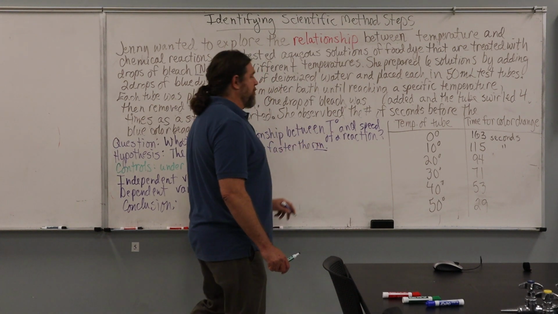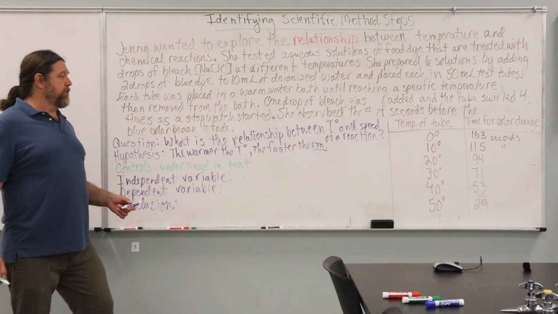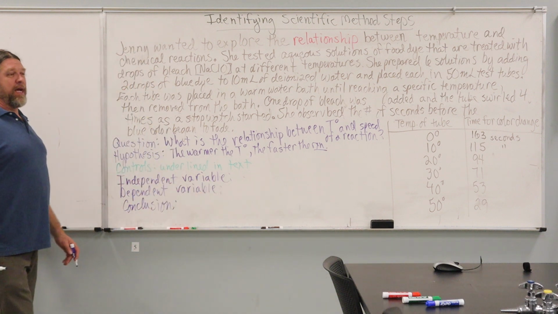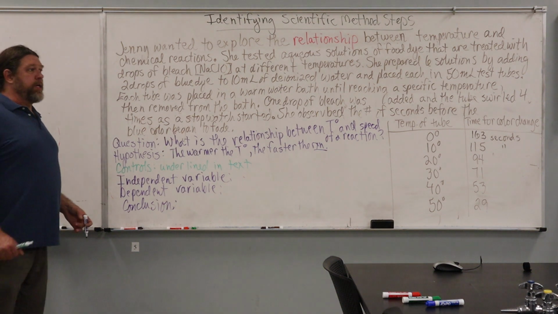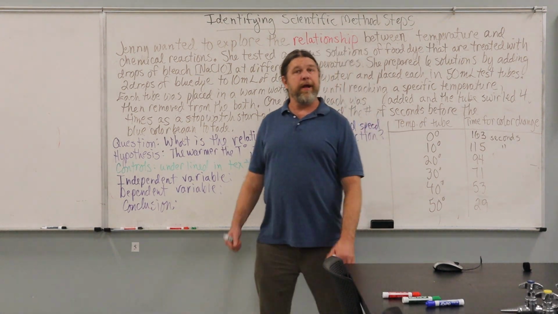RXN means reaction. Chemistry teachers often shorten reaction into RXN, so go ahead and get used to that. You'll see me do that some when we're in a hurry. And so what are the controls? What are we doing to make sure that this data here is valid, that it was a fair test?